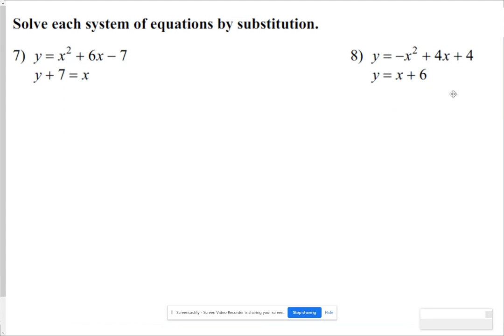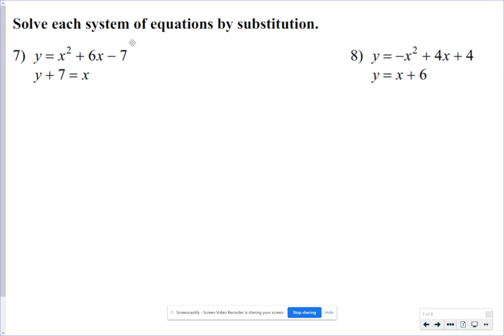All right, the second video is going to be problems 7, 8, 9, and 10, 7 through 10. We're going to solve a couple of systems by substitution. So remember, a system is two or more equations. So in number 7, we're solving the system. We actually do have two equations. We're going to solve it by substitution.